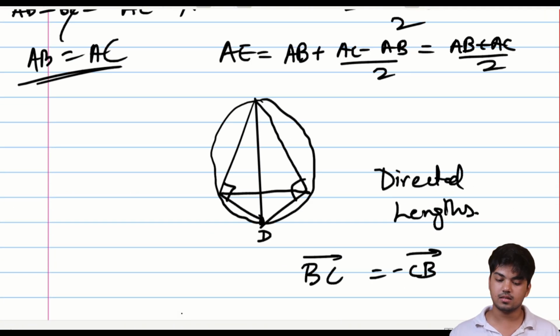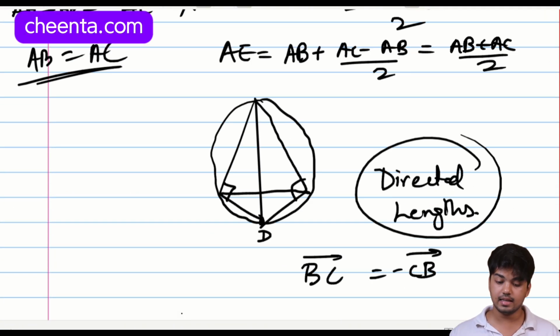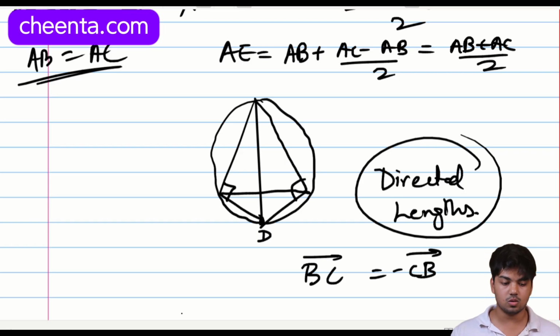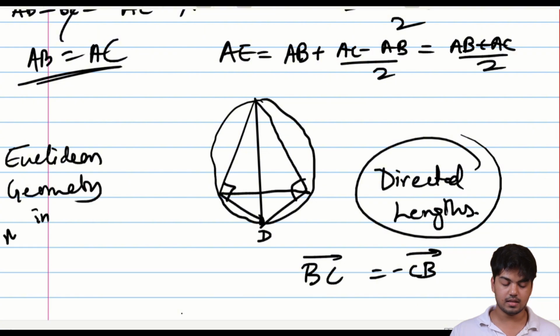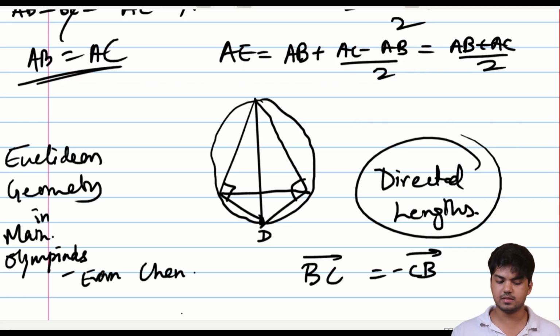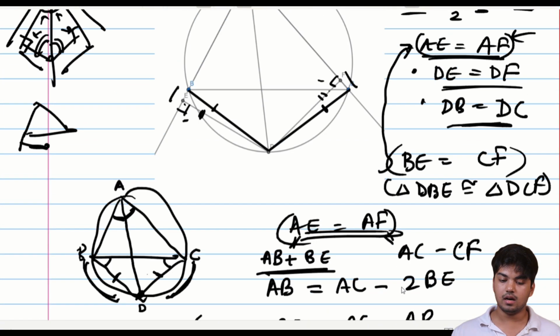To see a good exposition of directed lengths and even directed angles, one can go to the book Euclidean Geometry in Mathematical Olympiads by Evan Chen. There's a good exposition on directed lengths and directed angles in that book. And these kinds of directed arguments take away configuration issues for the most part.